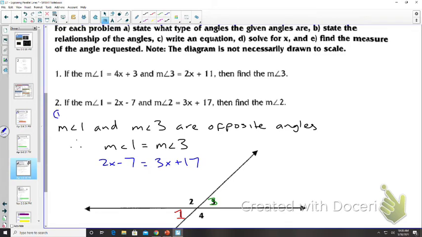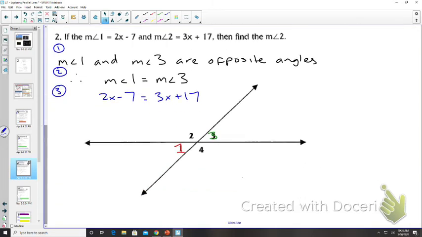Maybe I'll do our steps. Step 1 is what angles they are. Step 2 is the relationship. Step 3 is writing an equation. Step 4 is solving for x. To solve for x, we need to get x to one side of the equation. This x is bigger than that x, so I'm going to subtract 2x from both sides. Now we're isolating for x, so I'm going to subtract 17 from both sides. So 3x minus 2x gives us x is equal to negative 7 minus 17, x equals negative 24.